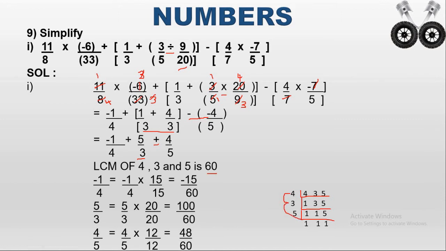So first we have to write the first rational number, that is minus 1 by 4. Here the denominator is 4. We have to convert the denominator 4 into 60.